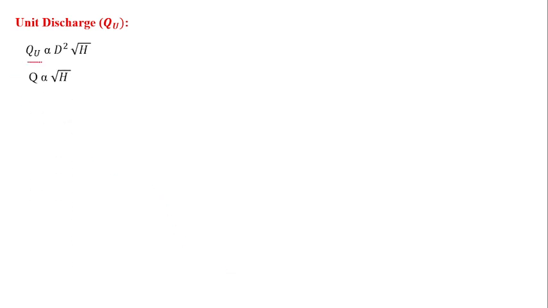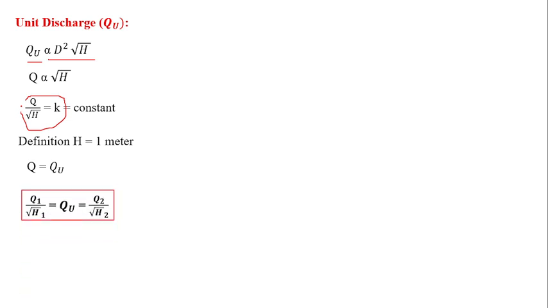In the case of unit discharge, it is the same thing. Discharge is directly proportional to D square root H, whereas we compare the K value. We already said that unit quantities are under unit head, so we substitute H is equal to 1, and Q is equal to QU. So Q1 by root over H1 is equal to QU, equal to Q2 by root over H2. They will give 1 value, 2 values, and we need to find the other value.